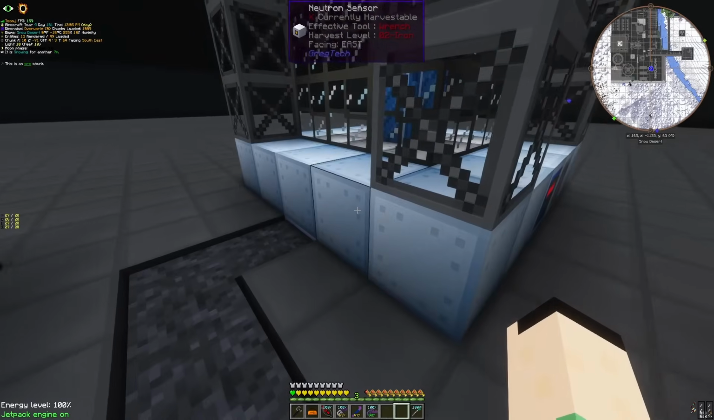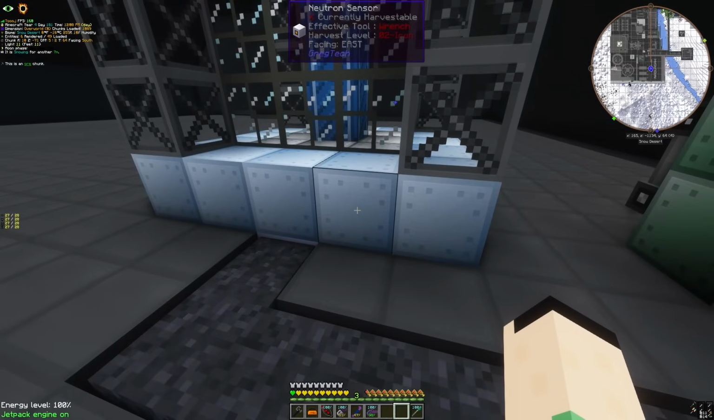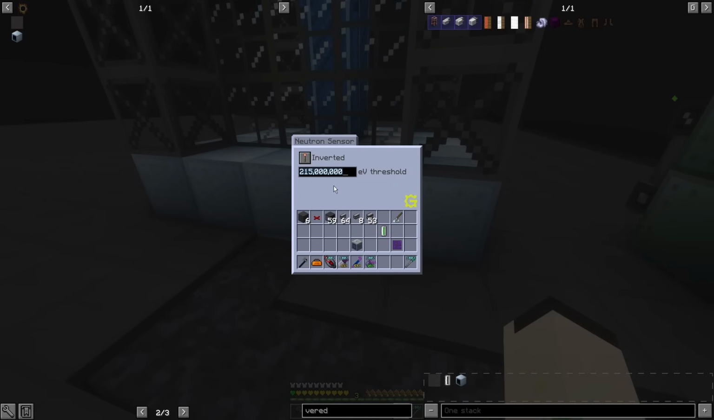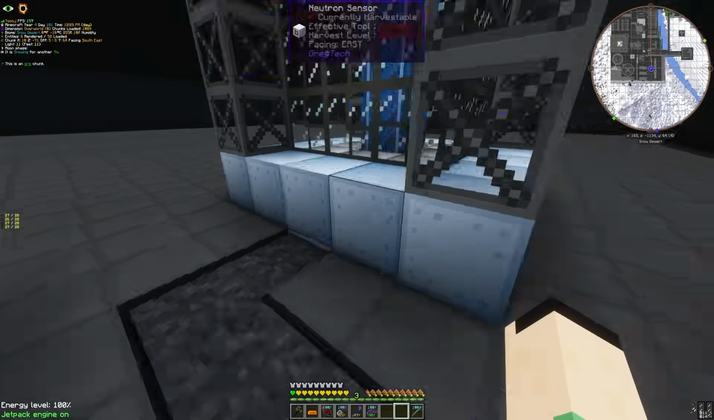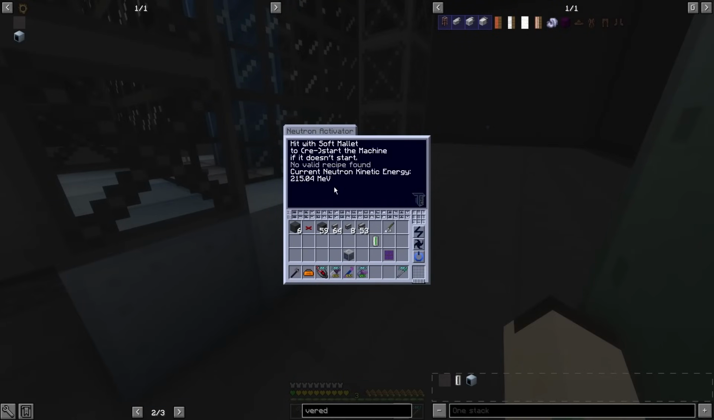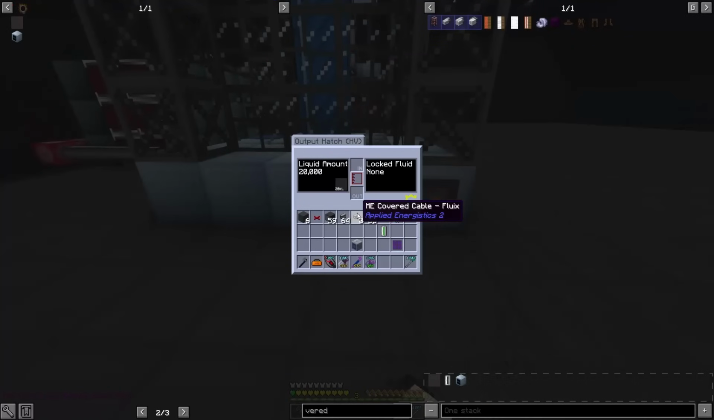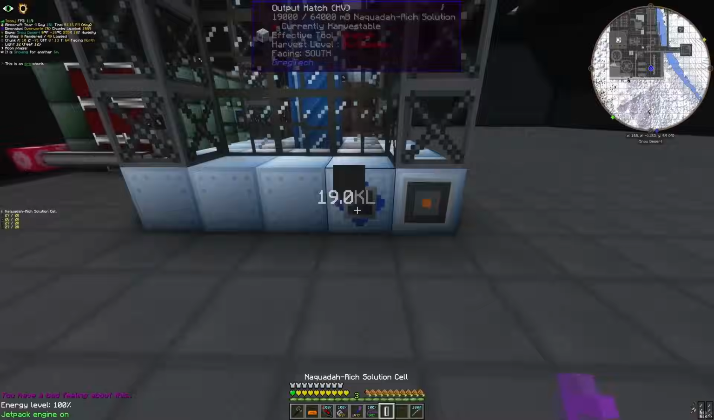And now what happens is this neutron sensor will emit a redstone signal if we are below 215 mega electron volts. That turns the neutron accelerator on, and that gives us neutron kinetic energy. Whenever there isn't a recipe running, the kinetic energy slowly goes down, but once it goes below 215 MeV, everything turns on again, and we go above 215 MeV, and then everything turns off. So it's just going to hover around 215. It's going to oscillate slightly, not more than 1 MeV, plus or minus, so pretty stable. So stable, in fact, that I've already processed my Naquadah rich solution.